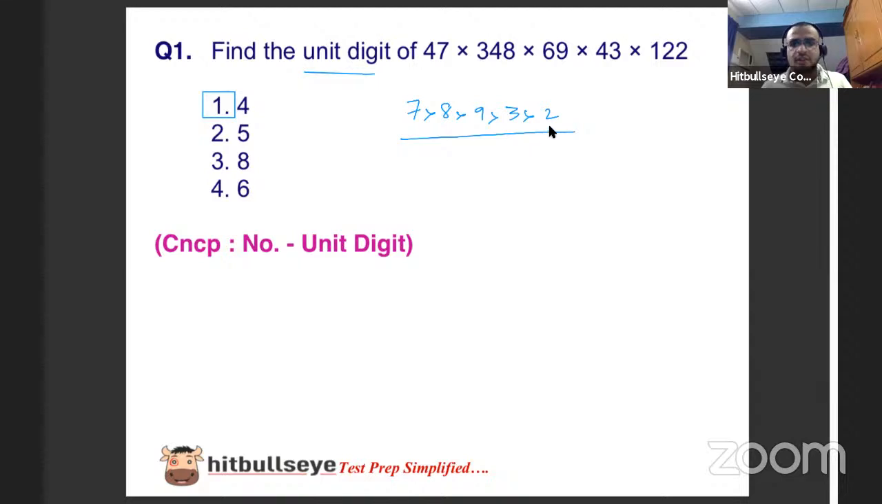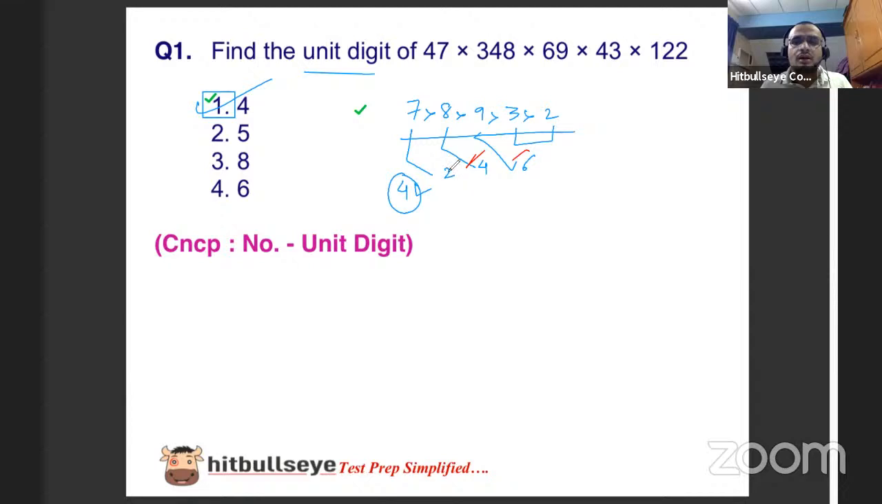Let's solve this now. I'll just be looking at the unit digit. 6 into 9 is 54. 4 is my unit digit. 4 into 8 is 32, 2 is my unit digit. 7 into 2 is 14. 4 is my unit digit, which is my answer. First option is the right answer, 100% correct. All of you are right. So you can see, first I translated this to the unit digits of all the numbers, and then I multiplied and only focused on the unit digit to get my answer.